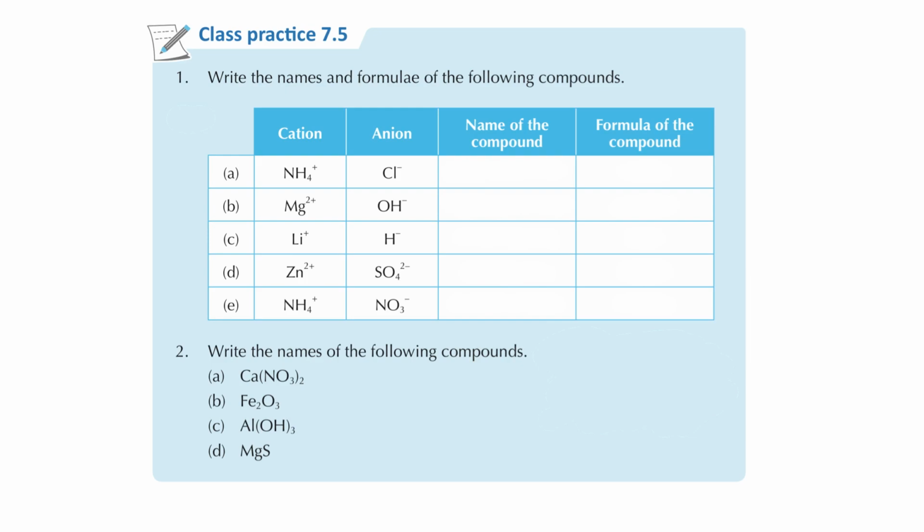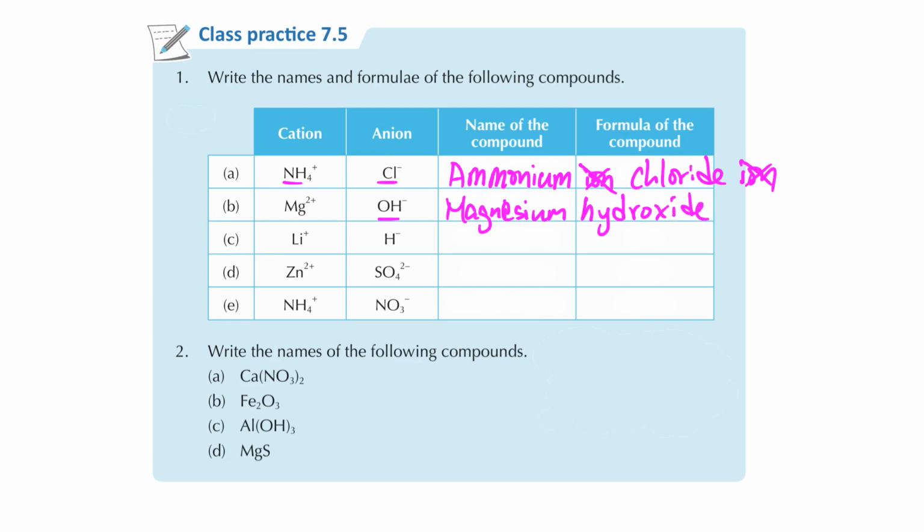Okay, so write down the names and formulas of the following compounds. This one, ammonium chloride. You just put the 2 ion names side by side. Metal goes first, and the nonmetal ion comes later. Just change the ending of the ion. We'll just call it ammonium chloride. Magnesium, this one is hydroxide, so we'll call it magnesium hydroxide. We have lithium ion, hydride ion, so we call it lithium hydride. Zinc ion, sulfate ion, zinc sulfate. Ammonium ion, nitrate ion, ammonium nitrate.